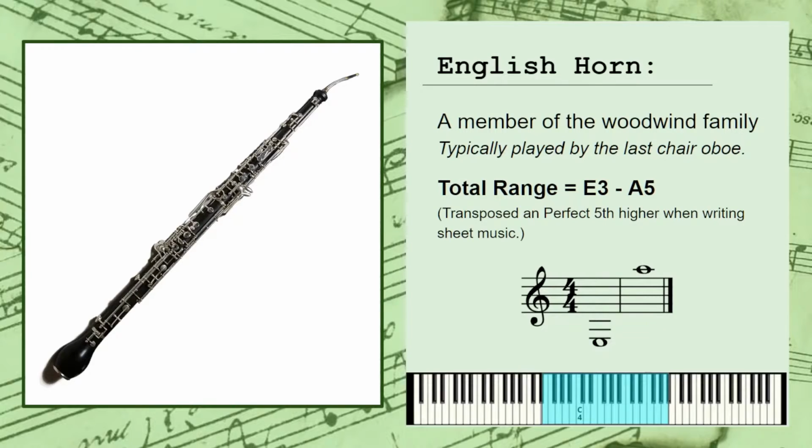Let's talk about the English horn. Also known as the cor inglés, the English horn is a member of the woodwind section in the modern orchestra, and is typically treated like an extension of the oboe. Typically performed by the second or third chair oboe player, the English horn has a total range of E3 to A5, or the E below middle C, to the A at the top of the treble clef.